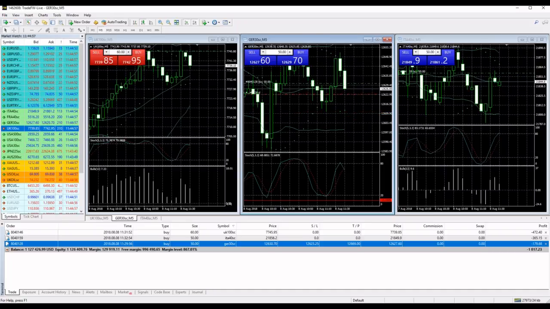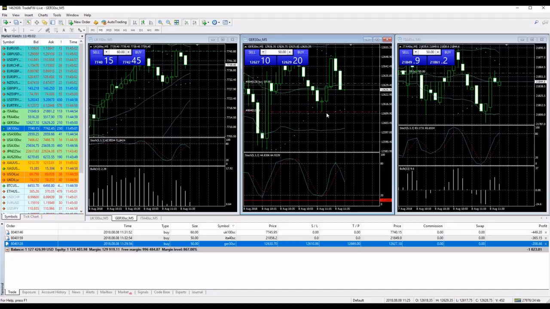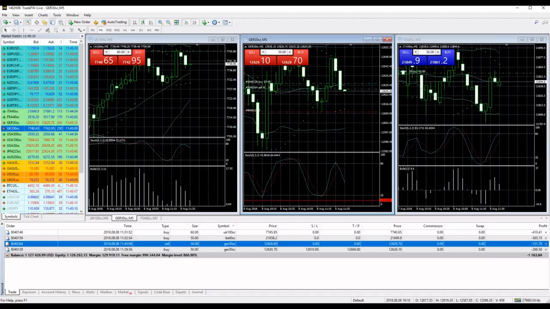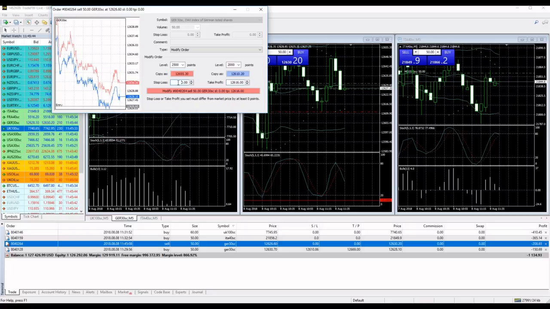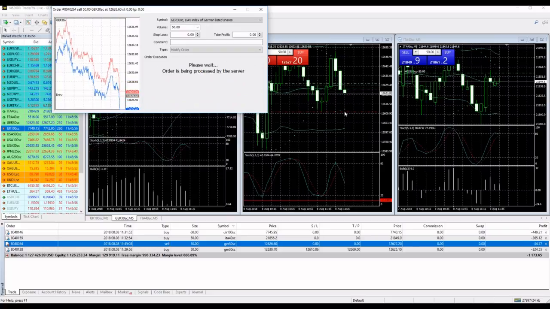Let's see, I will now adjust my stop loss accordingly on DAX, and I will sell DAX. I have now a buy position and a sell position on DAX. On my sell position I will put my take profit at 12,616. Yep, this is my take profit for my sell position, and my stop loss will be at 12,648. Guys, this is now my sell position.